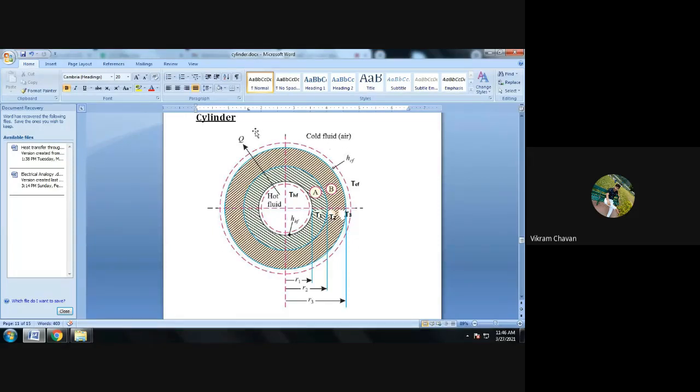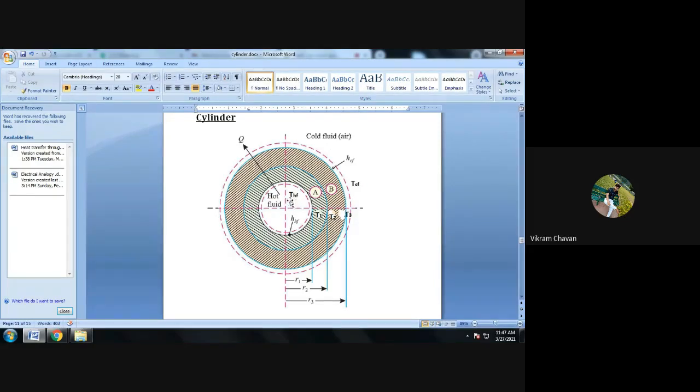Now next, hot fluid is flowing inside the A cylinder, through whatever the cavity of the A cylinder is. Through that cavity the hot fluid is flowing, and the temperature of that particular hot fluid is T suffix HF, the temperature of hot fluid.